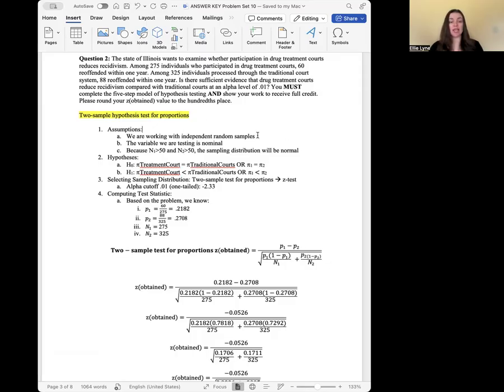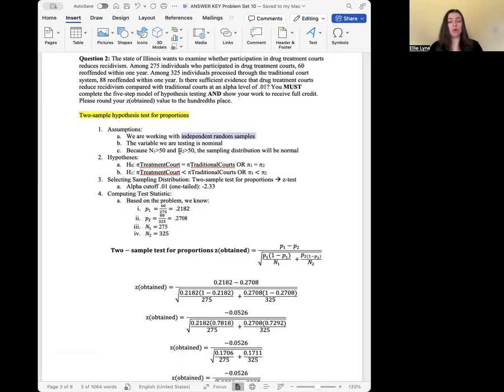The first is that we are working with independent random samples. Okay. Here, we need to make sure that they're independent of one another because we don't want to have individuals who both participated in drug treatment courts and traditional court systems. And here I see that they are distinct from one another. And so we're good on that. There's no overlap between our random samples.